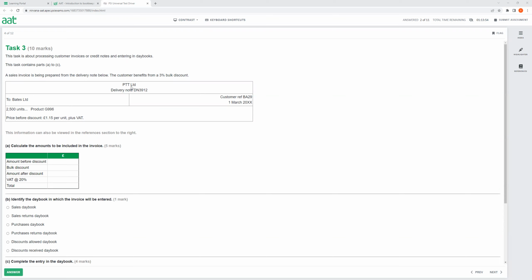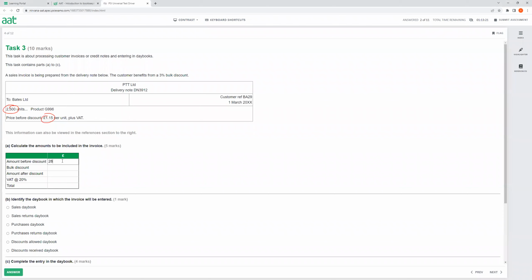All right. So we have the supplier name, PTT Limited. Supplier is always on the top. And then to Bates Limited. Bates Limited is our customer. How many units? 2,500. Product code G996. Price before discount 1.15 per unit plus VAT at 20%. Okay, amount before the discount, quite simple. So 2,500 multiplied by 1.15 should give us the price before discount.